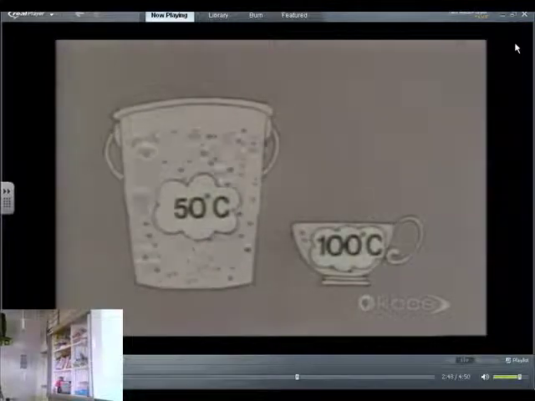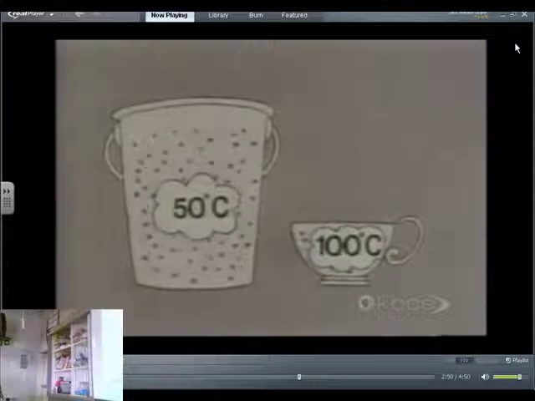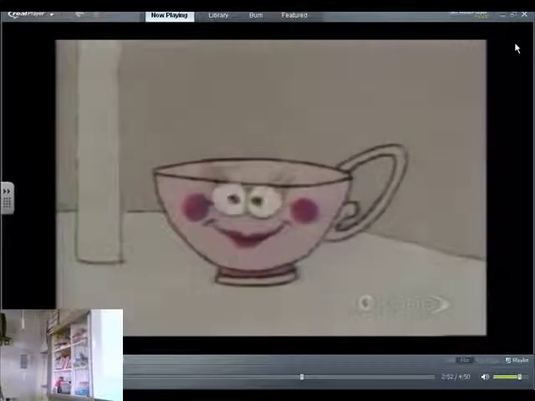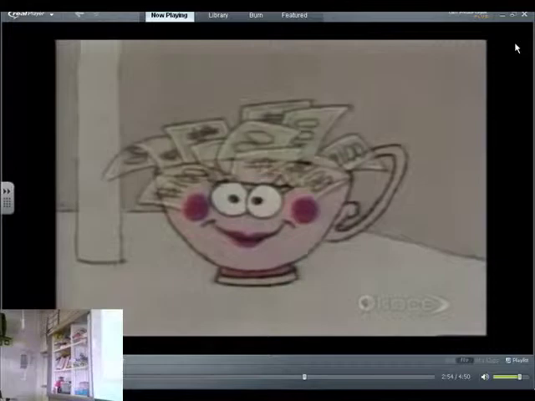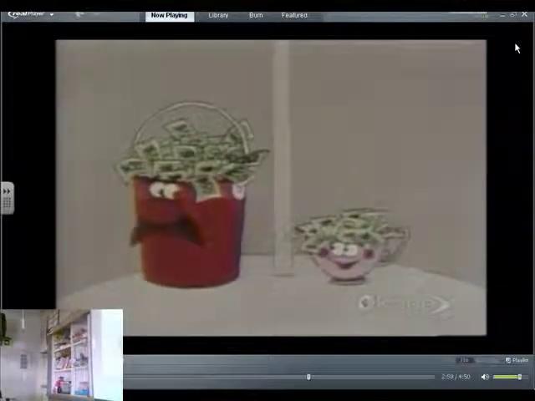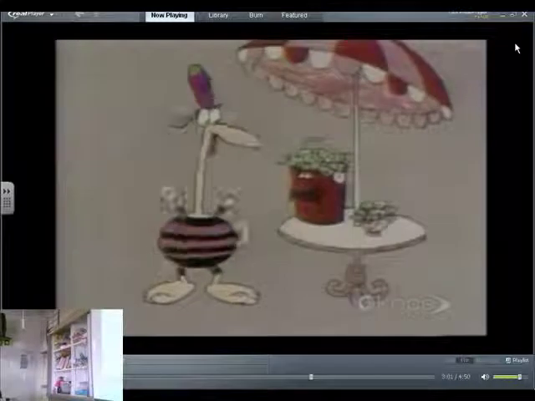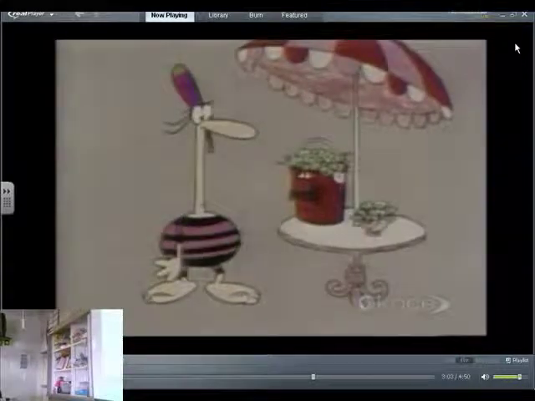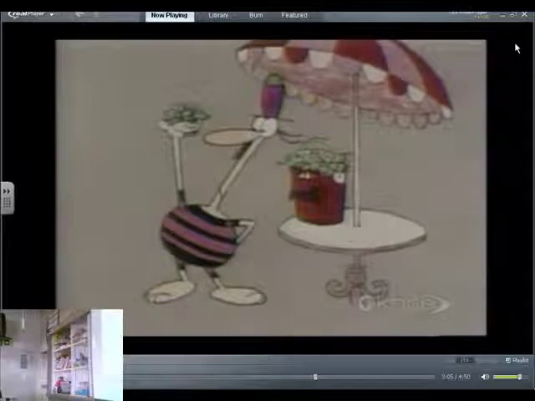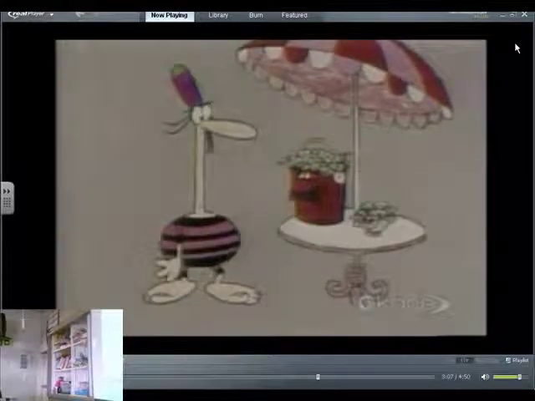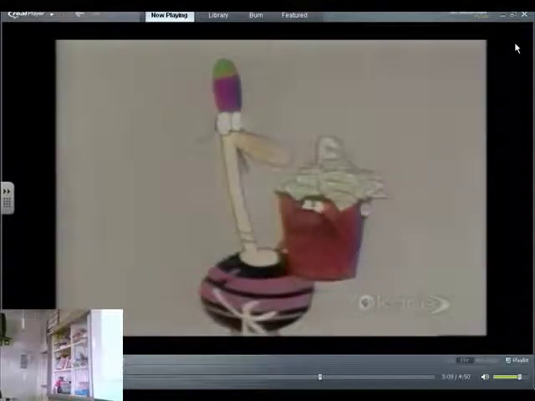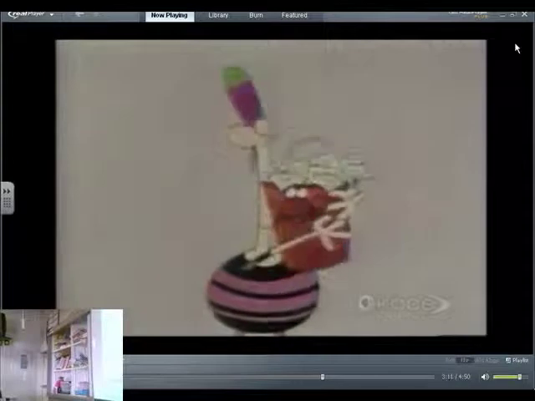Now let's substitute something else for the molecules. Imagine that instead of molecules, the cup were filled with $100 bills, and the bucket with $50 bills. Which would you rather have? Each individual bill in the cup is worth much more than each individual bill in the bucket. But the total amount of money in the bucket is much greater than the total amount of money in the cup.